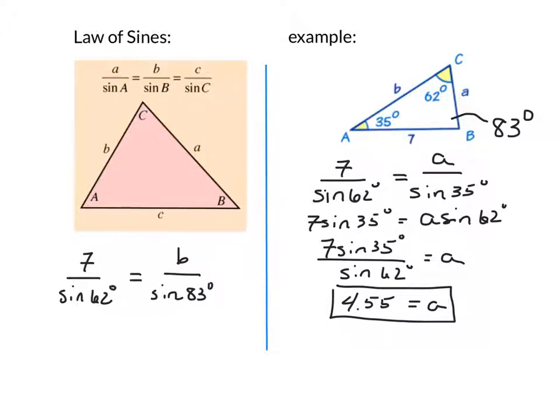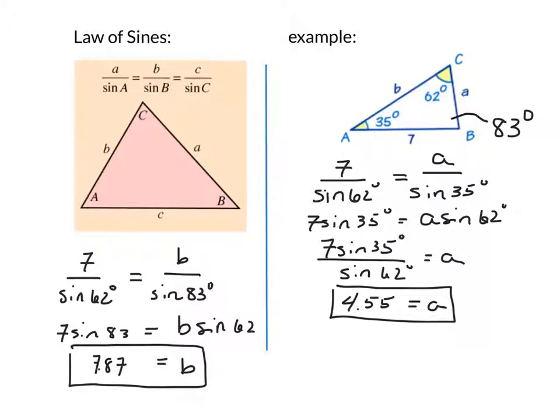And again, if we cross multiply, we get 7 sine 83 degrees equals b times the sine of 62 degrees. And then if we divide both sides by the sine of 62 and put all that in our calculator, we end up with b equal to, rounded to 2 decimals, 7.87. And I'll go ahead and box that result.